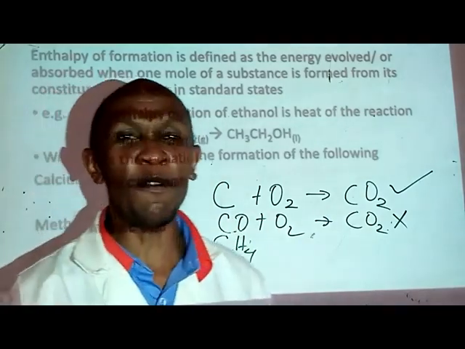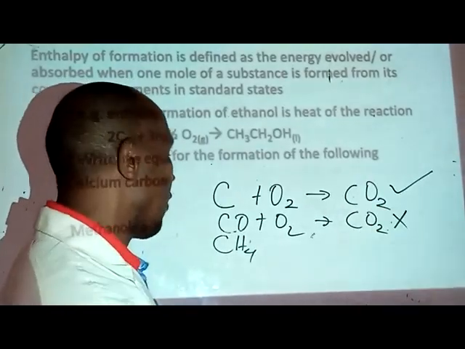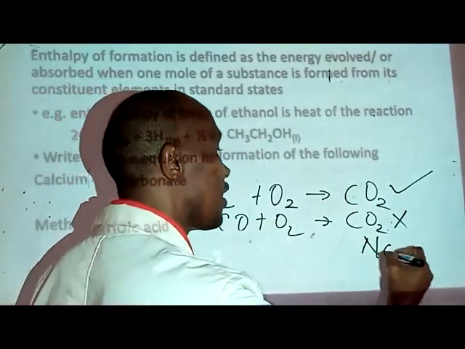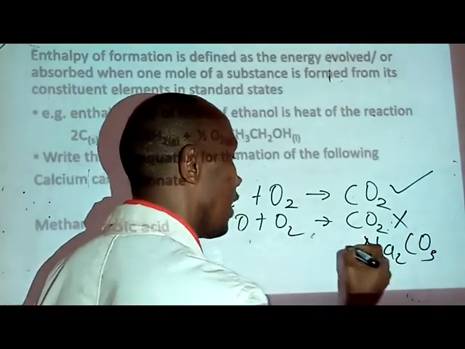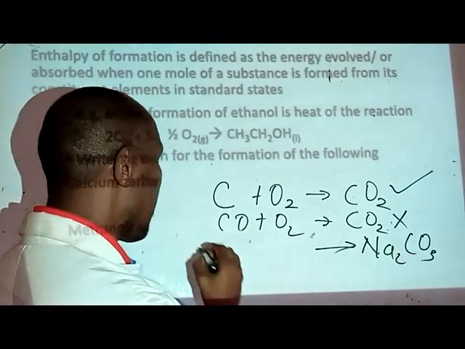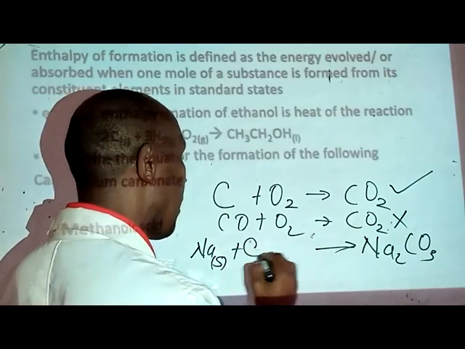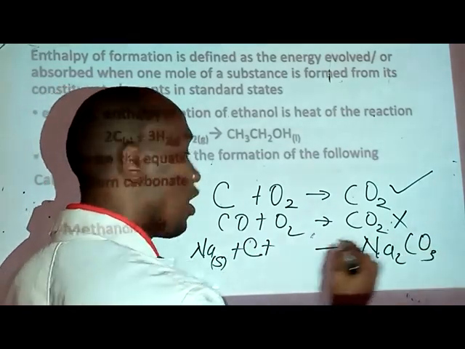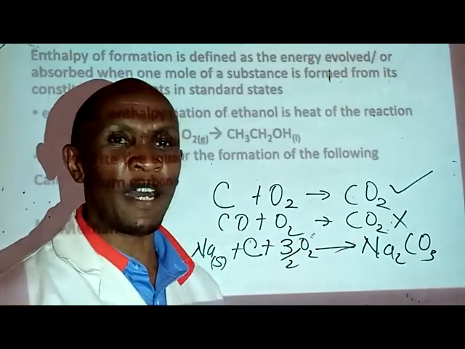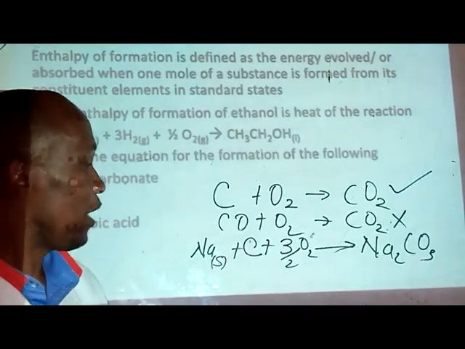So in fact, if I want to get the enthalpy of formation of anything, like sodium carbonate, I'll just write the sodium carbonate and then split it up into elements. So what are the elements in sodium carbonate? I have sodium, in solid state, plus carbon, plus 3 oxygen, so 3/2 O2. The enthalpy of that reaction shall be the enthalpy of formation of sodium carbonate.